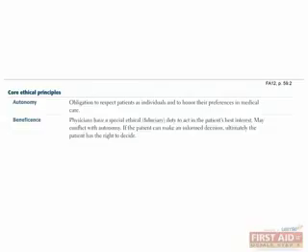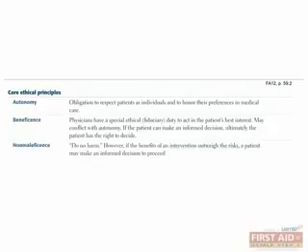Beneficence is the notion that physicians have a special ethical duty to act in the patient's best interest, which at times may conflict with autonomy. If the patient can make an informed decision, then ultimately they have the right to decide. Non-maleficence is simply the physician's obligation to do no harm. However, in situations where the benefits of an intervention outweigh the risks, a patient may make an informed decision to proceed with the intervention, even if there is a chance that the intervention may result in harm.